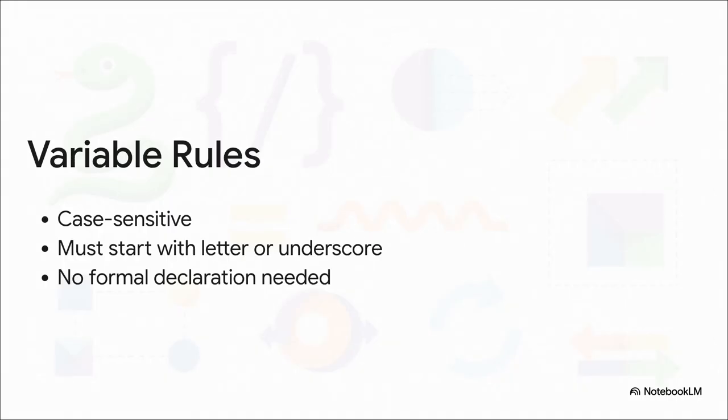Now, there are a couple of ground rules. Variable names have to start with a letter or an underscore, never, ever a number. They're also totally case-sensitive. But remember that dynamic typing magic I mentioned earlier? Here it is. You don't actually have to formally declare a variable. It just magically pops into existence the exact second you assign a value to it.